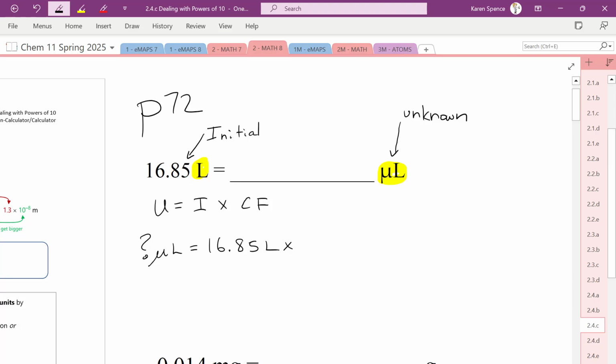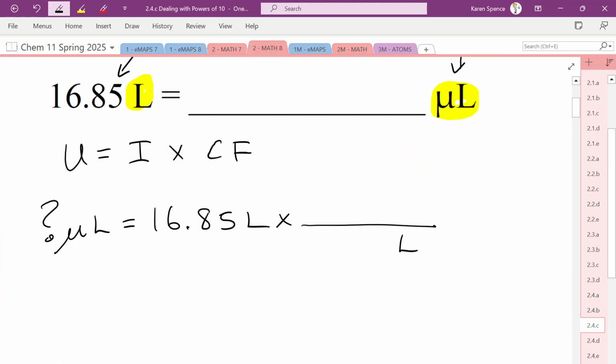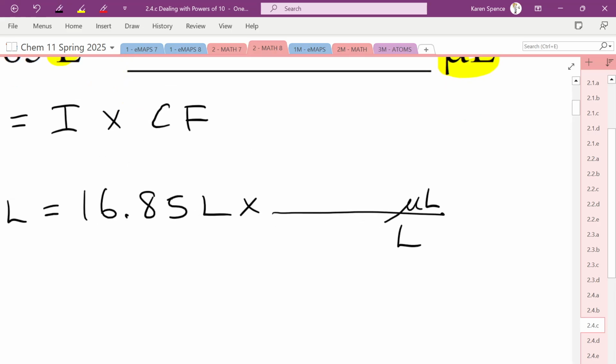All right, and now what do we need to cancel here? We need to cancel liters, and we need to find microliters. So, where does the 1 go? On the top or the bottom? The 1 goes with the prefix. See the prefix? There it is. That's where the 1 goes. Okay? And then we say, what does micro mean? Micro is 10 to the negative 6.